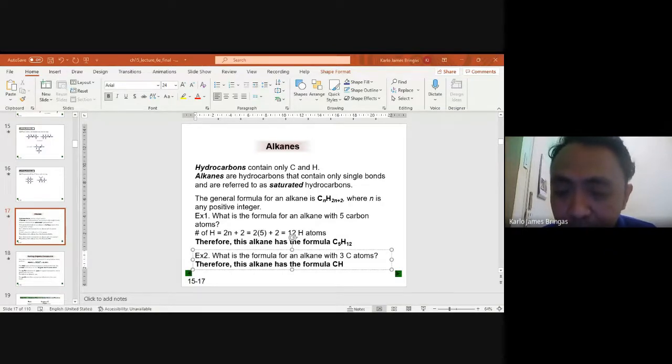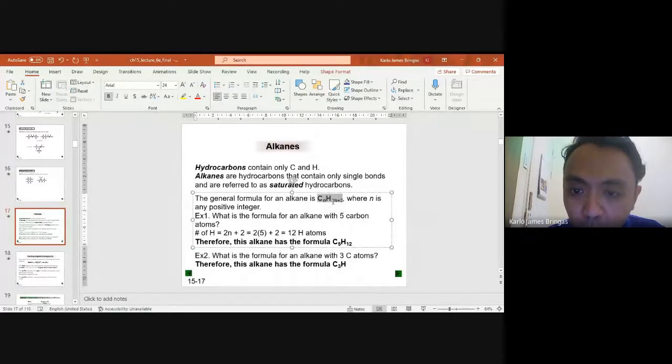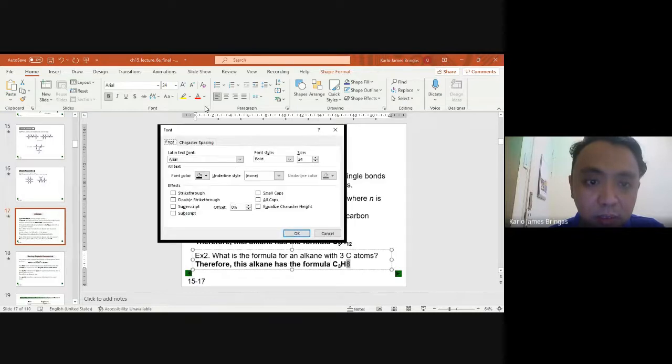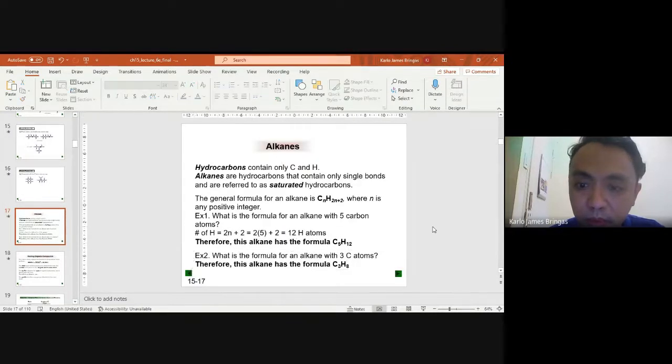Okay, so if you check the chat box, Deborah has the correct answer for this one. Ang formula niya is C3, since meron tayong 3 carbon atoms. And using the formula here, 2n plus 2, meron tayong dapat 8 H atoms. So this one is C3H8. So that is how we can find the formula for any alkane.